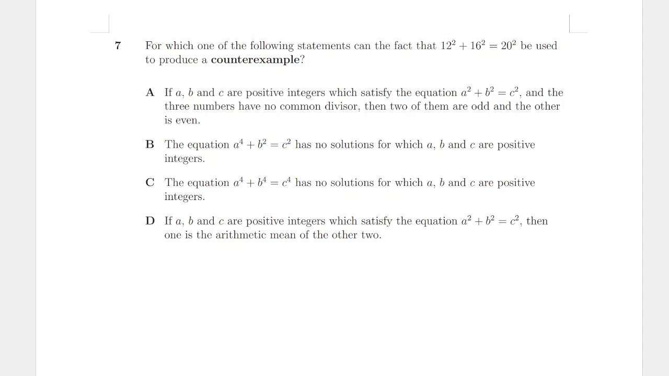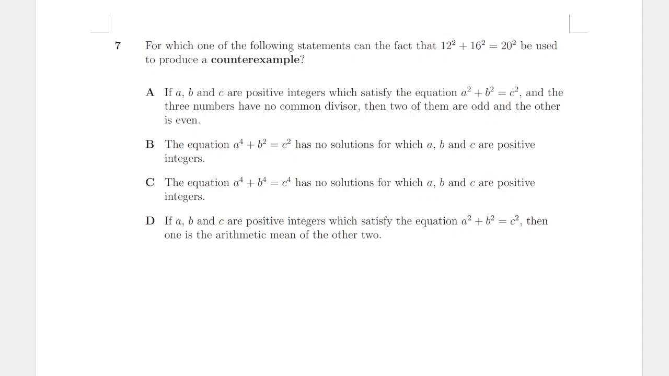Okay, question 7. For which one of the following statements can the fact that 12 squared plus 16 squared equals 20 squared be used to produce a counterexample? Lovely, that's a really lovely Pythagorean triple. So let's see. Okay, option A. If a, b, c are positive integers which satisfy a squared plus b squared equals c squared, and they have no common divisor, then 2 of them are odd and the other is even.